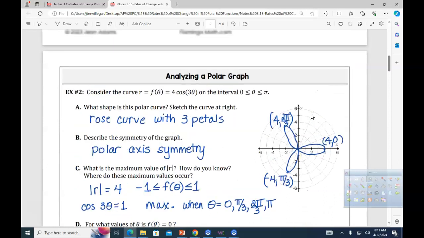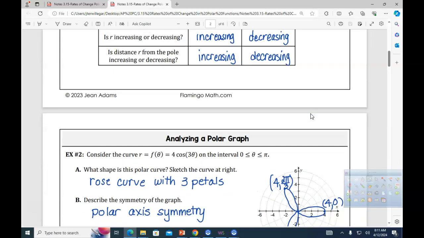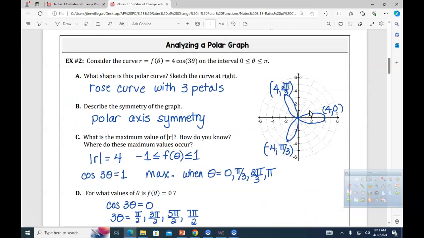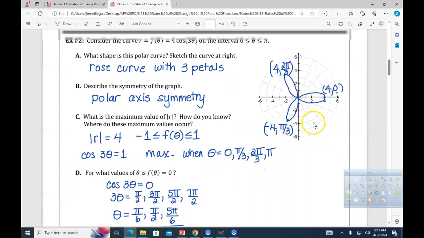Oh, I want to graph this one. But my computer's not working well. That's fine. I haven't seen a lot of these. All right, you guys get to graph it.